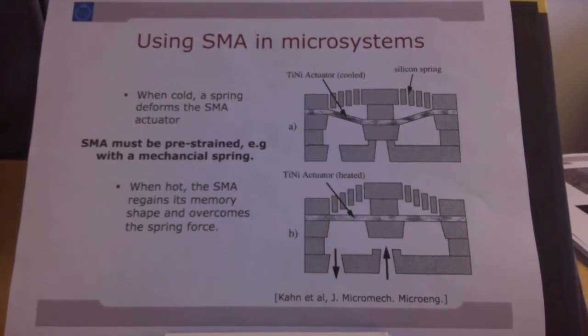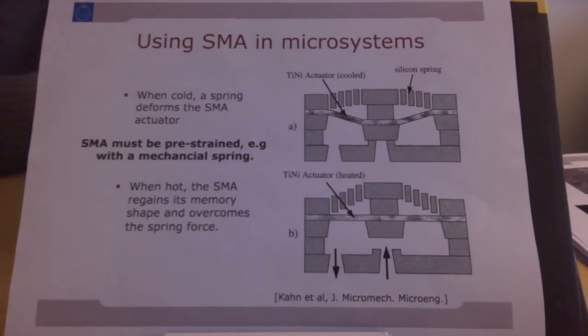We've just seen SMA as a material and also a demonstration of the material. What I'm going to show now is some examples of SMA and how to use it in microsystems. So the first thing that we noticed is that SMA, to be able to use it as an actuator, actually has to be deformed in the cold state.